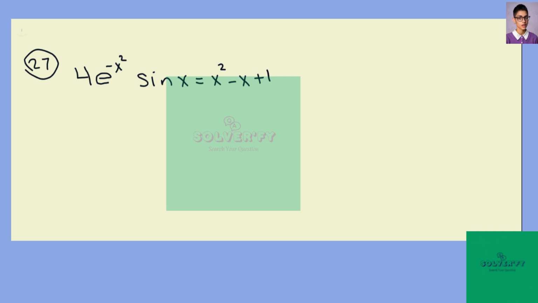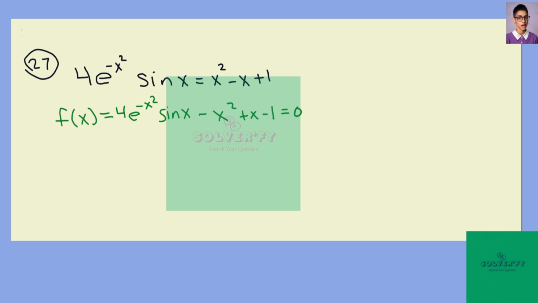So my f of x, I'm going to bring everything to one side. f(x) = 4e^(-x²) sin(x) - x² + x - 1 = 0.